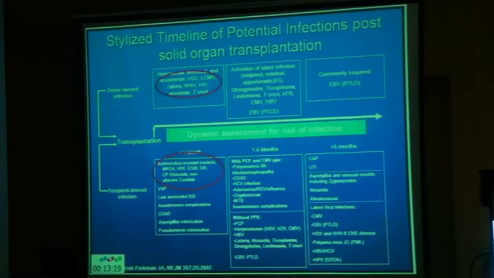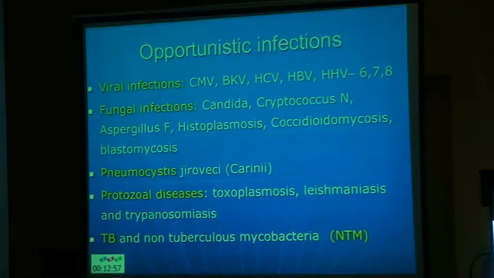When you come now to the timeline between 1 and 6 months, you divide infections depending on whether or not the patient is receiving prophylactic treatment. So those with pneumocystis and cytomegalovirus prophylaxis tend to develop polyomavirus and hepatitis C virus more, and those who are not receiving prophylaxis are likely to get pneumocystis and herpes virus. These are the opportunistic infections that we're talking about, and we are going to concentrate now on the viral and fungal infections, and I'm going to linger on the more important common infections, and I will quickly go by the less common infections.